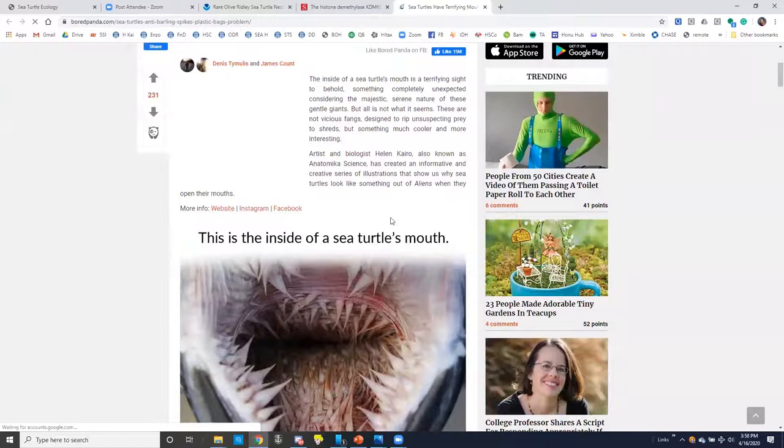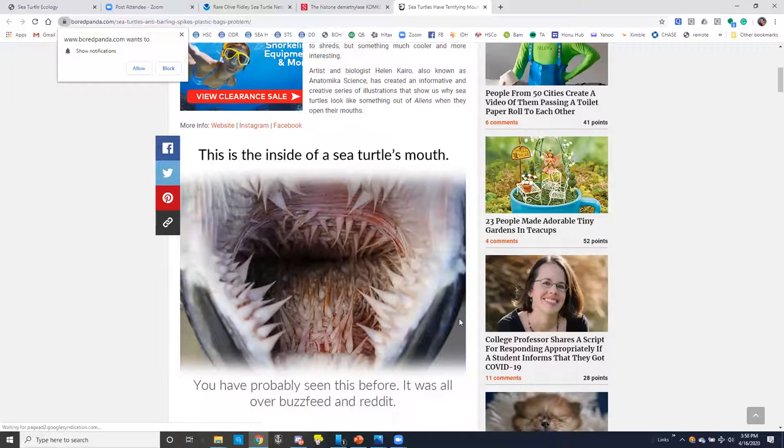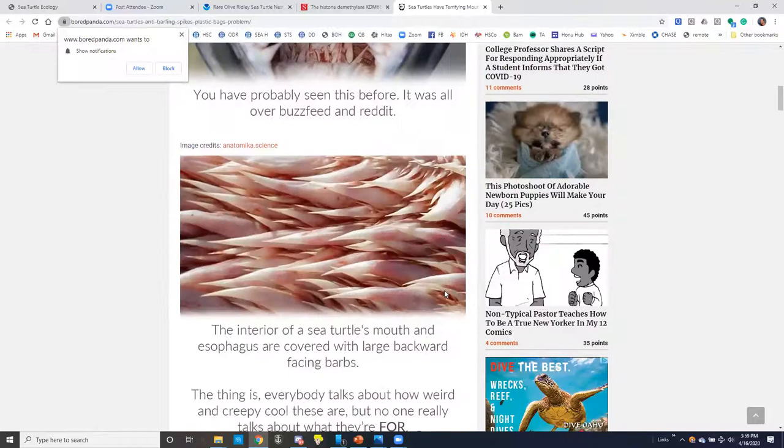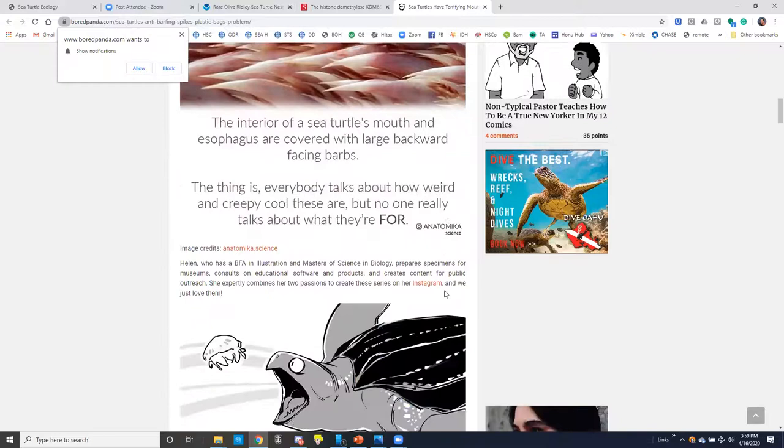All right, so this is pretty interesting. I believe this is a leatherback, right? This is the inside of a sea turtle's mouth, and that's to make the jellyfish go in. So this guy is eating the jellyfish, and he's got spikes. They're pointed backwards, and the spikes are going in the esophagus, and the barbs are facing backwards. So the jellyfish goes in.